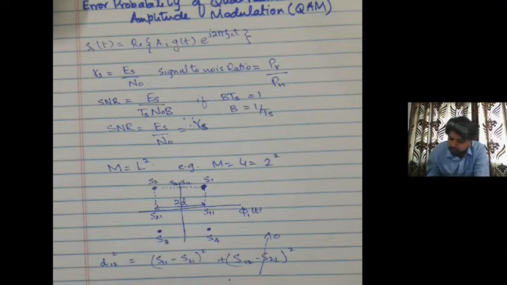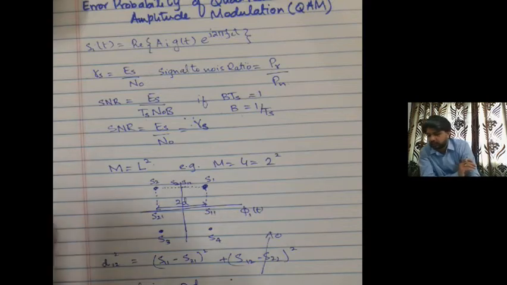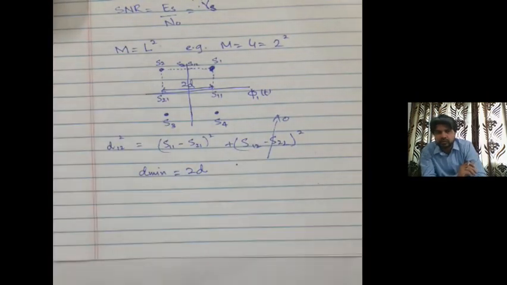So your d_min in this case would be equal to 2d. You can see that this is similar to the minimum distance that you got in your pulse amplitude modulation. So your minimum distance in this case turns out to be 2d, and it is similar to the pulse amplitude modulation.